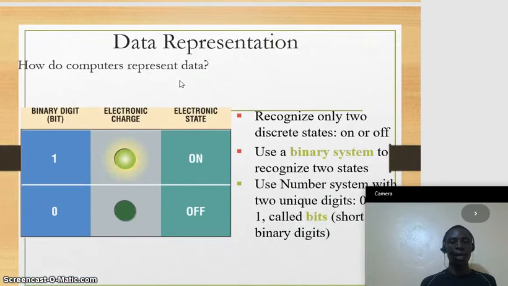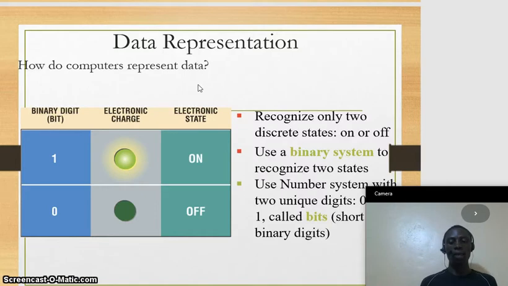Okay, so data representation. We have worked with the computers, we have seen those components. How do they communicate? How does data happen to be transferred from one component to another? How is it represented there? Okay, how do computers represent data?